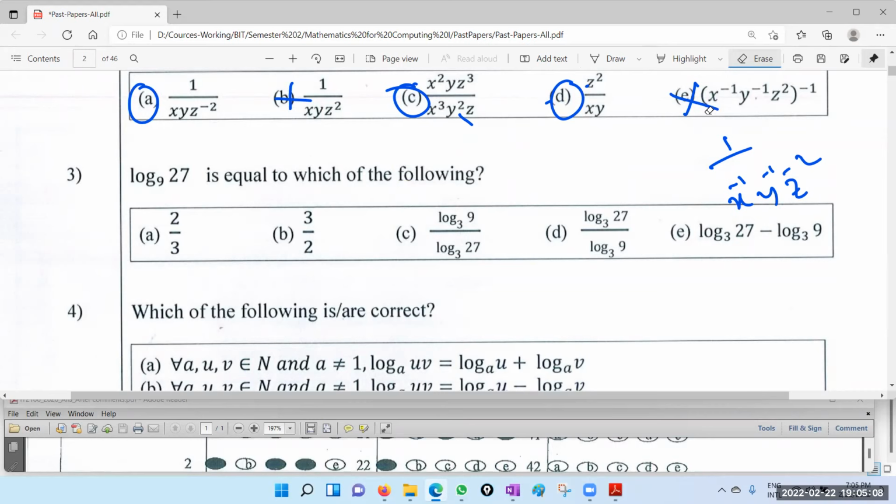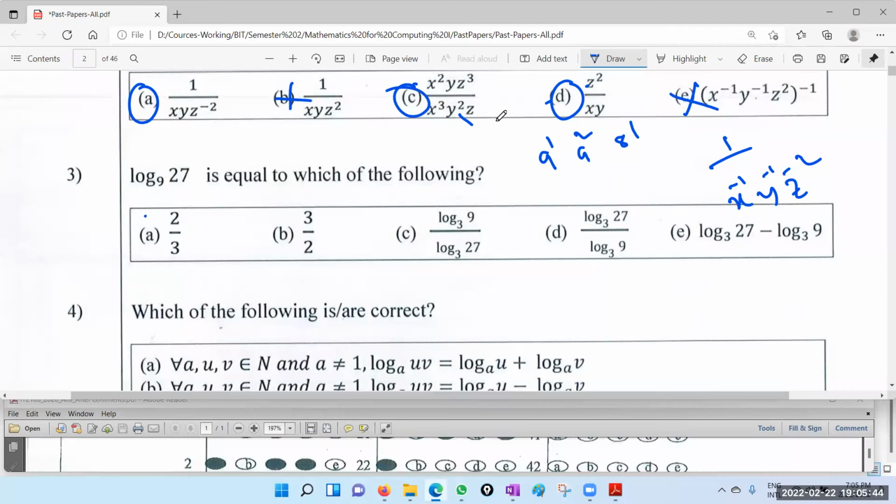Log 9 27 is equal to which? And log 9 27 means what? Now look at the answers. Log 3 answers are there, and these are just normal answers. So when you say 9 to the power 27, first of all, you have to see whether I can write this as 9 to the power something. No, because 9 to the power 1 is 9, 9 to the power 2 is 81. So therefore, you can't write it as 9 to the power something.